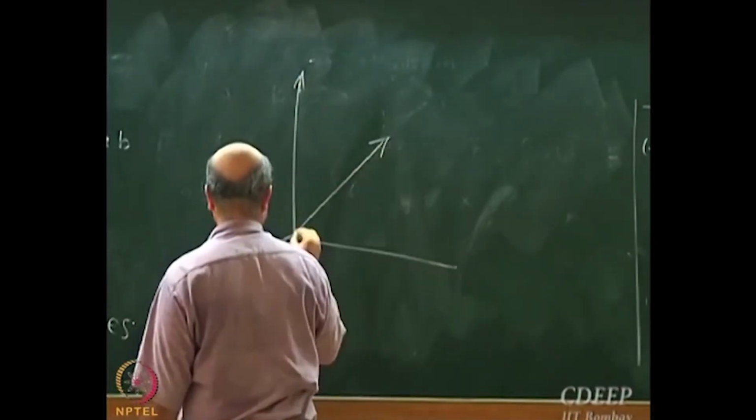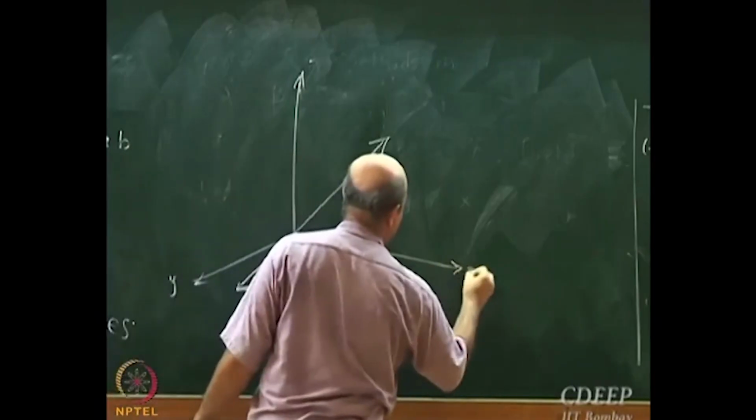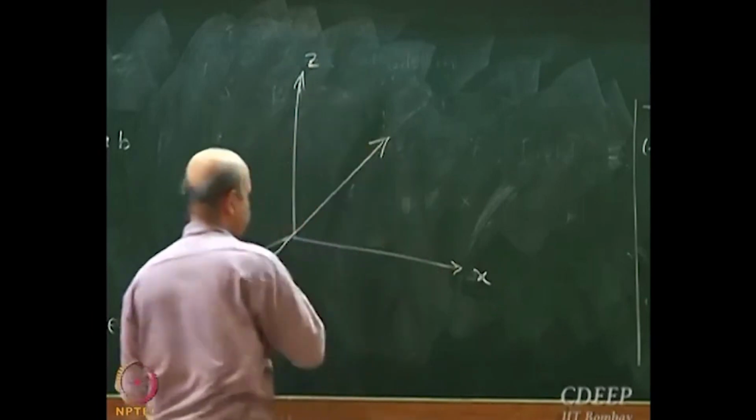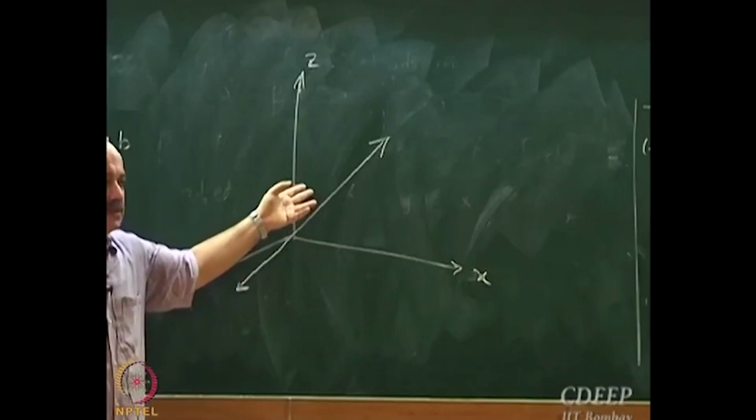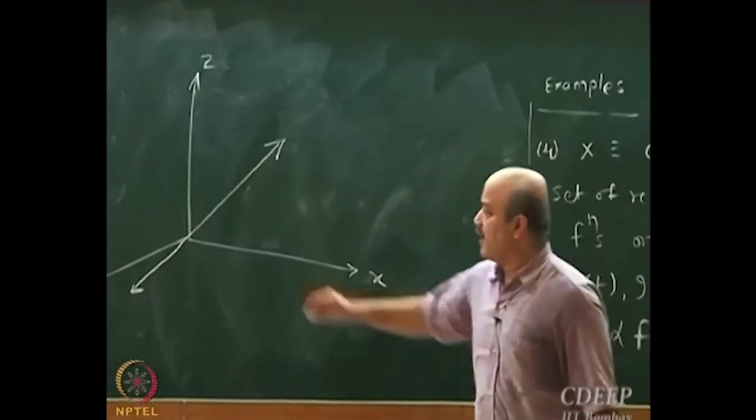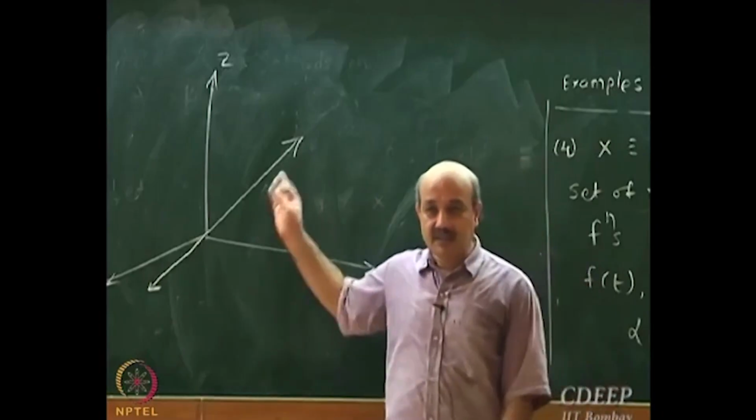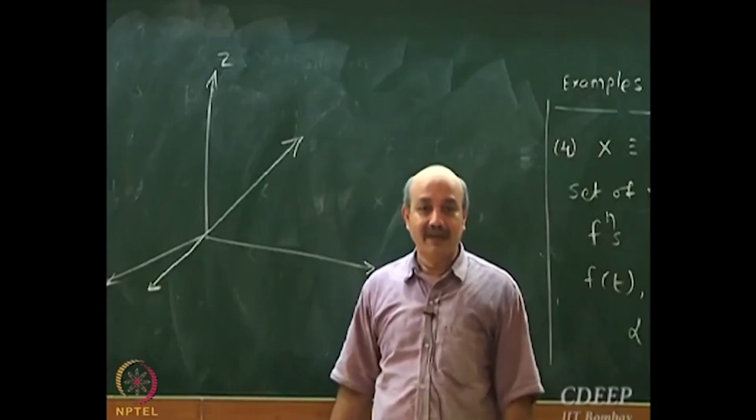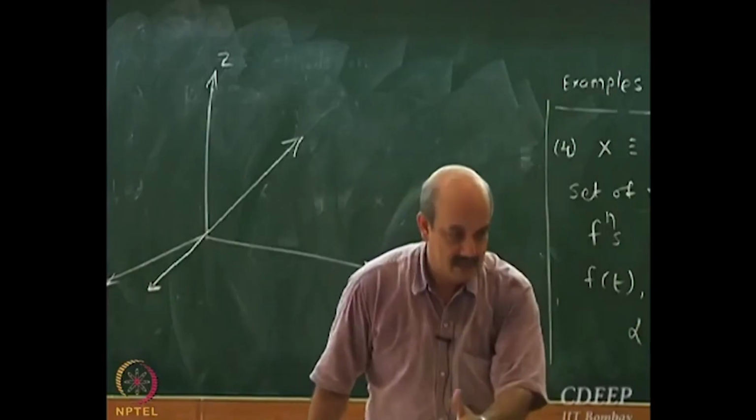This is a line passing through the origin, and all of us agree that this is a subspace. Any vector on this line will be represented by three components. Does it mean it's a three-dimensional subspace? What is the dimension? One. Why? Because it's all independent vectors. The number of independent vectors is only one.